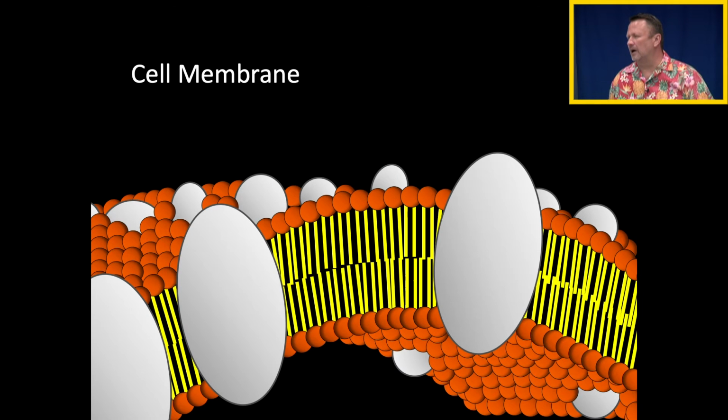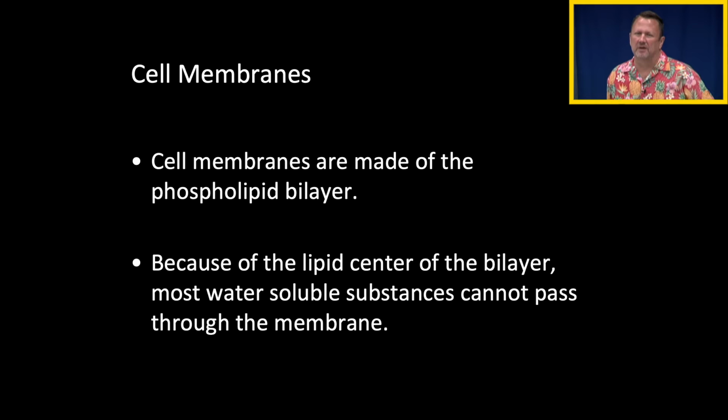All right, here we are back at the cell membrane. We've talked a little bit about the phospholipids. Cell membranes are made of a phospholipid bilayer. Because of the lipid center of the bilayer, most water-soluble substances will not pass through the membrane. Only teeny, tiny water-soluble substances like lithium can pass through the membrane, and that's even an interesting topic. And so in pharmacology, water-soluble drugs won't pass through the membrane because of that fatty center.